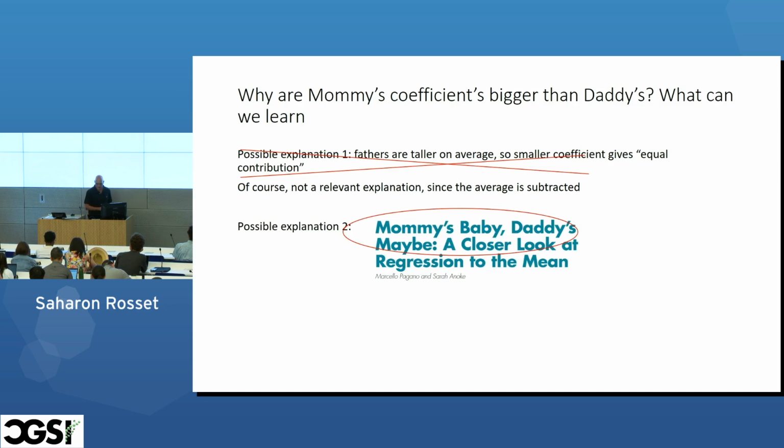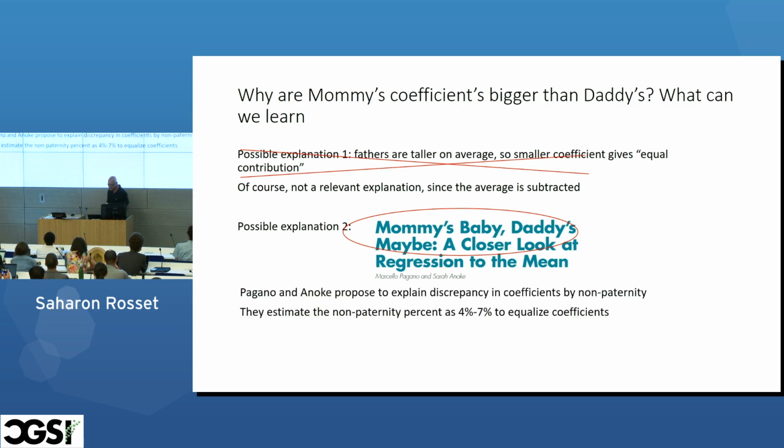The second explanation is actually the title of the Pagano and Anoke paper. And also in my title I have mommy and daddy, just to be consistent. So why are mommy's coefficients bigger than daddy's? So they say maybe an explanation is mommy's baby, daddy's maybe. Okay? And that also already tells the story of their hypothesized theory. So their hypothesized theory is that there's no non-paternity.